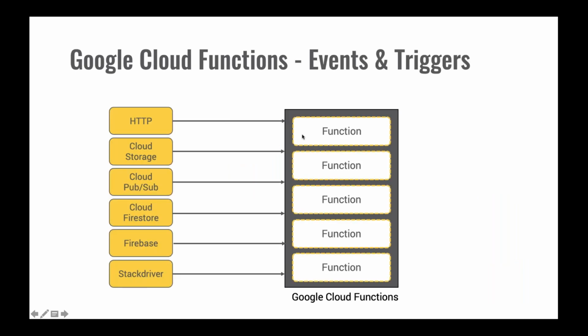So what are the available events and triggers? Well, you can invoke a function with HTTP, which is pretty straightforward. You can hit the endpoint and it results in the invocation. Cloud storage is another popular source where you add or delete an object from a bucket and it results in an event, and you can create a trigger to connect that event to your function.